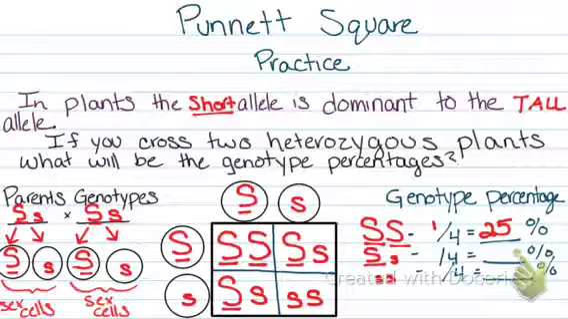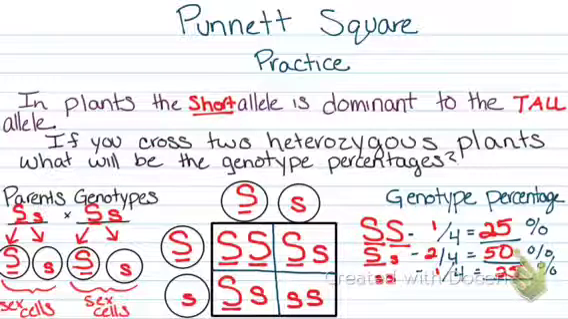2 out of the 4 boxes have a capital S and a lowercase s. So 2 out of 4 would be 50%. And 1 out of 4 boxes have the 2 recessive s's. So 25% are recessive.